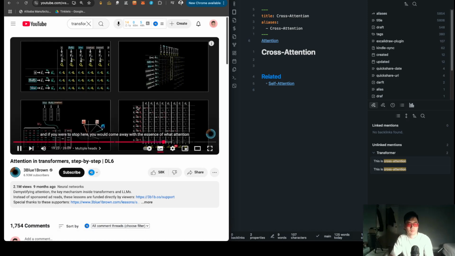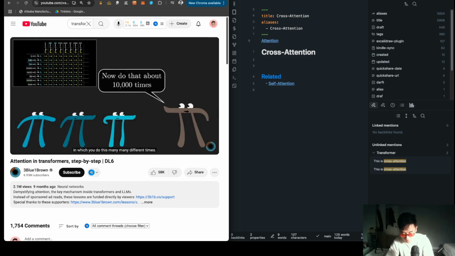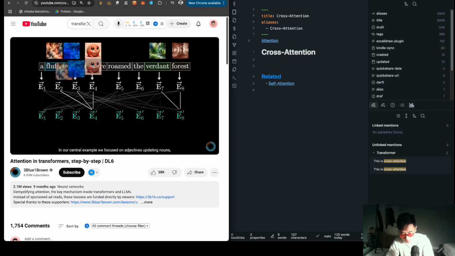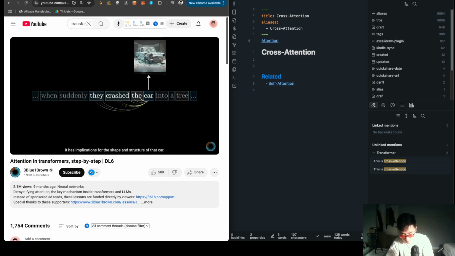All that's really left to us is to lay out the sense in which you do this many, many different times. In our central example, we focused on adjectives updating nouns, but of course there are lots of different ways that context can influence the meaning of a word. If the words "they crashed the" preceded the word car, it has implications for the shape and the structure of that car. And a lot of associations might be less grammatical.